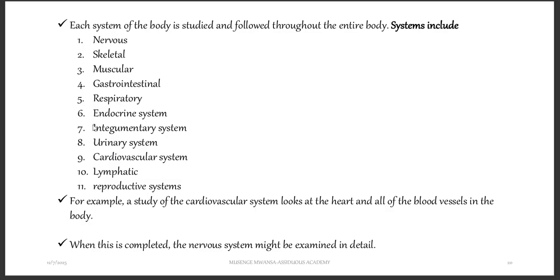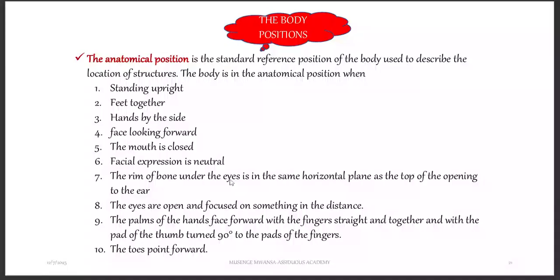integumentary. Integumentary is basically the system that is made up of the skin and the appendages, things like the hair follicles, the nails. Okay, that's integumentary. The urinary system, cardiovascular, lymphatic, and reproductive. Those are the systems. Now, I have introduced you to the components of anatomy and how you can study anatomy.